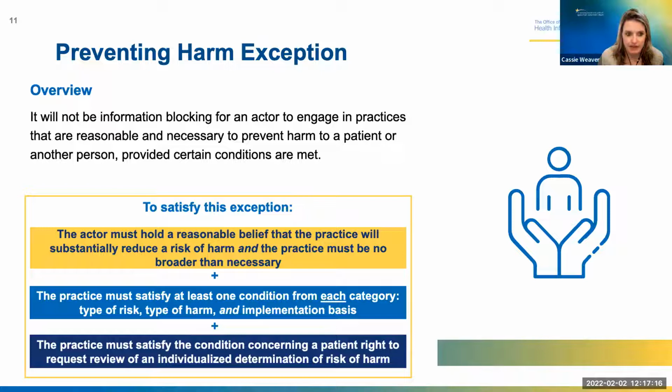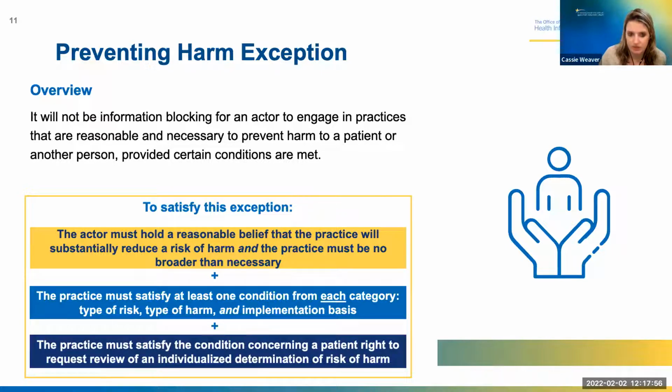The middle blue box adds that the practice must satisfy at least one condition from each of the following categories: type of risk, type of harm, and implementation basis. And finally, the dark blue box on the bottom notes that the practice has to satisfy the condition concerning a patient's right to request review of an individualized determination of risk of harm, when that is the risk of harm being addressed. So I'm going to go back to that middle blue box and break down the type of risk, the type of harm, and explain the implementation basis.